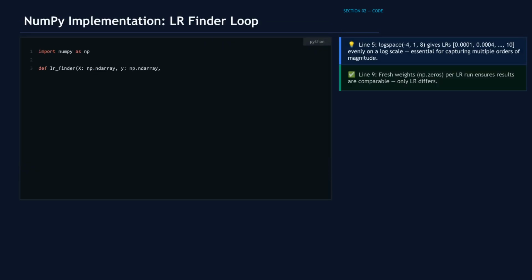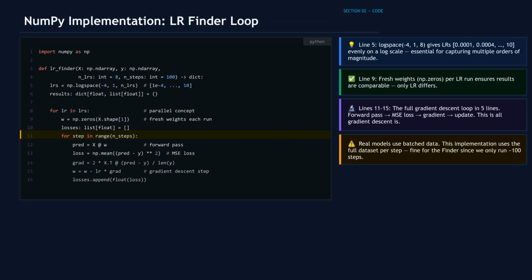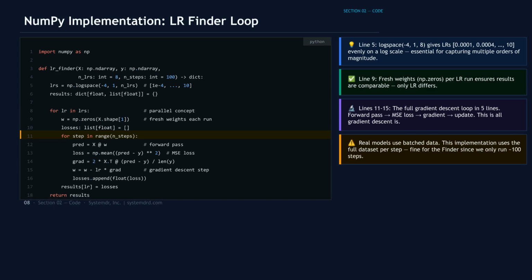Here is the entire LR Finder implemented in NumPy. Line 5 uses numpy.logspace to get logarithmically spaced LRs, which is essential. Line 9 ensures fresh weights for each LR run. Lines 12 through 15 are the core gradient descent loop: forward pass, MSE loss calculation, gradient computation, and weight update. We run this loop for a small, predefined number of steps, typically 100.